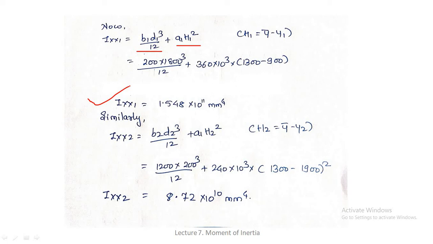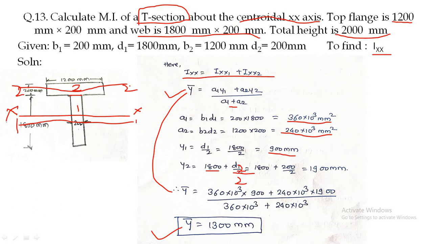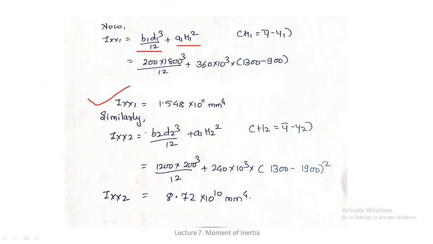In the same way we can calculate Ixx2. Remember, the second section is also a rectangular section. So the formula will be b2 d2 cube upon 12 plus a2 h2 square, where h2 is equal to y bar minus y2. Here b2 is given as 1200, d2 is given as 200, a2 we have calculated as 240 into 10 raised to 3, y bar is 1300, and y2 is equal to 1900.